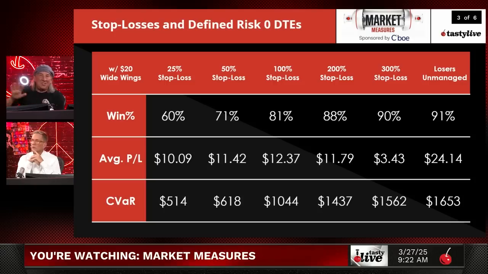And this is just the first slide. This is $20, 20 delta short strike, $20 wide wings. Now, CVAR is that estimation of the worst loss, the worst 5%. So 1 out of 20, what your worst loss will be. And all those worst losses are factored into these numbers. That's why the number is only $10.